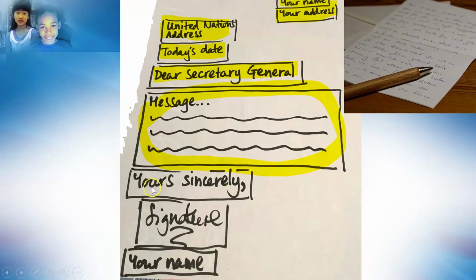And lastly, you're going to write yours sincerely. So this is how you end your letter. You finish your message, you write yours sincerely, and then you will sign your signature. You will sign your name here. Now, sometimes if you sign your signature, it's difficult to read. So underneath that, you're going to write your name so it's easy to read. So this is the outline of a letter.